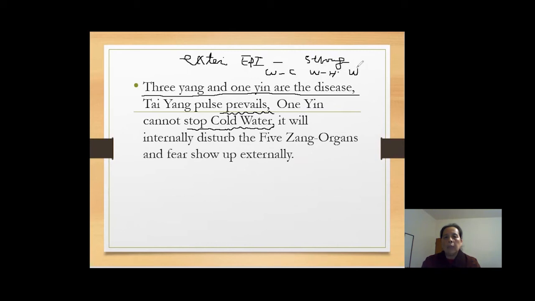And we have wind dampness or wind water. So that's the condition. They put cold water here. Basically, they're talking about all kinds of epi emitting, like three yang and one yin couldn't balance each other. And the epi can go internally and distribute to the internal organs.